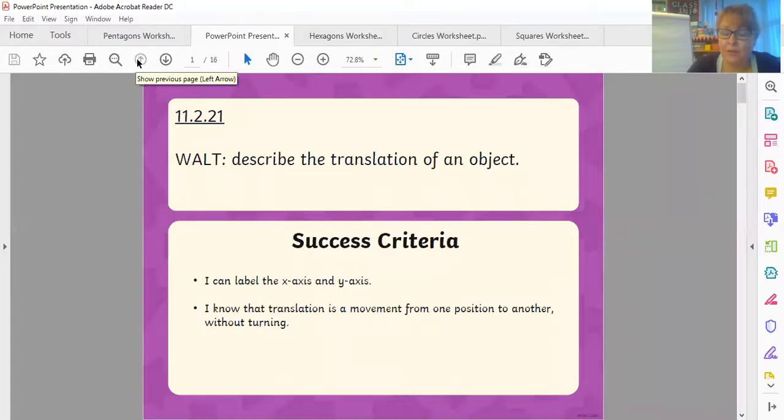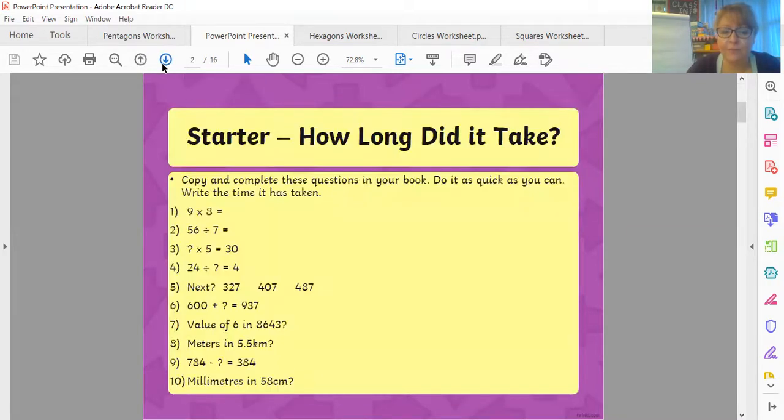So I'm going to share my screen now, and I'm going to put on the learning objective, which you can pause and copy down. So it's important today, whilst you're doing that, that you can label the axes, both the X and the Y axes today, and understand that translation is moving something from one position to another. It's not actually turning the object around. All right, so we'll work through the slides. I'll explain your task to you, and then hopefully you'll be able to get on with the work.